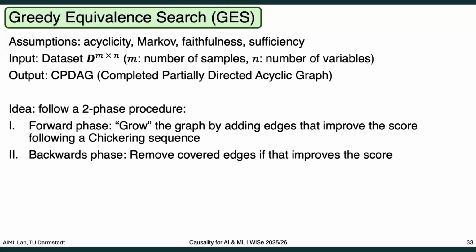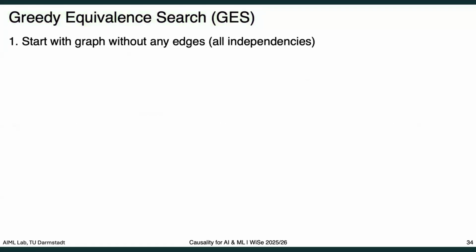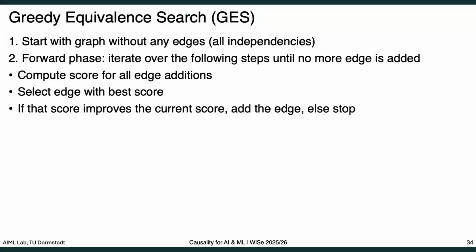And in a backward phase, we can remove covered edges if that improves the score. So basically, it might be that in the forward phase, we add an edge that increases the score at that particular step, but that later on turns out to actually not be necessary. Then we can remove that in the backward phase, and this provably then results in the correct Markov equivalence class. So example here, start with a graph without any edges, full dependencies, forward phase.